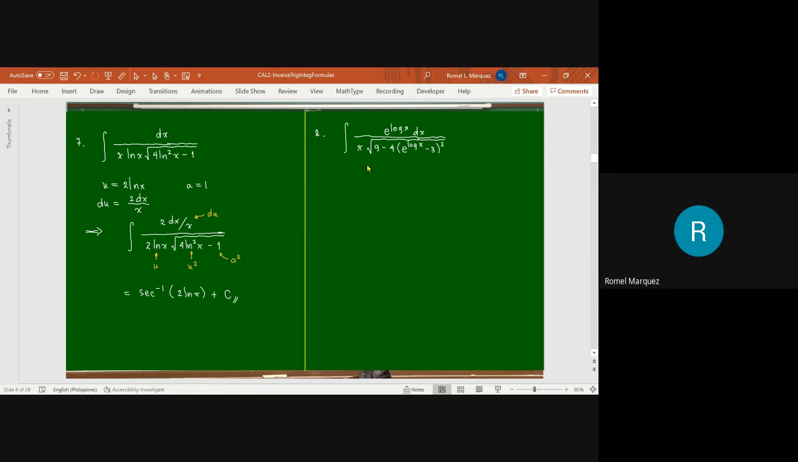Okay, let's check. Guys, ano ang possible u here? Guys, ito yung squared. Ano ang square root niyan?